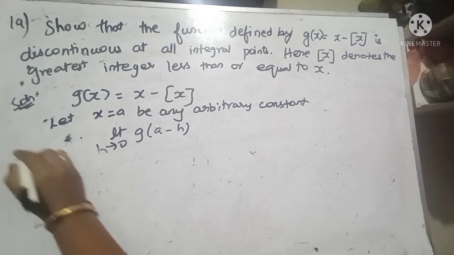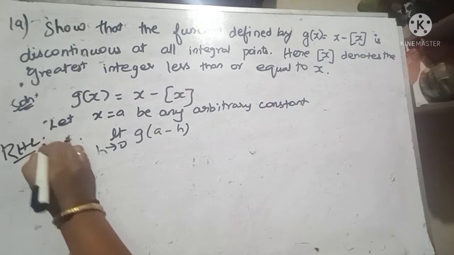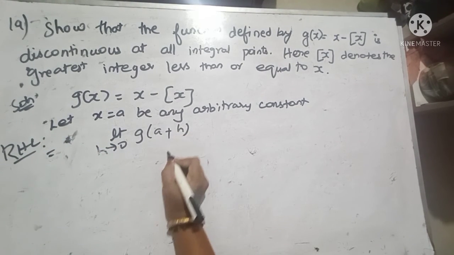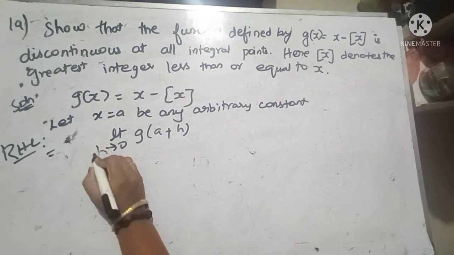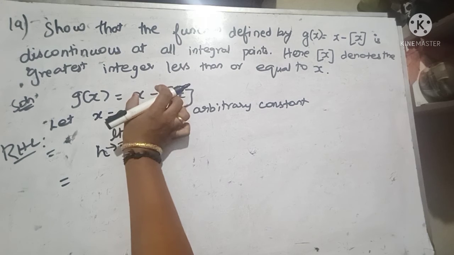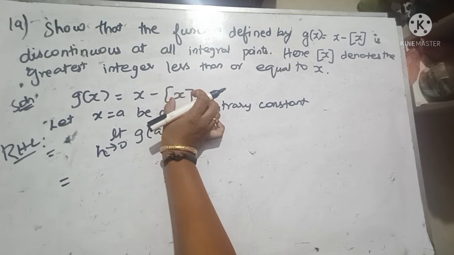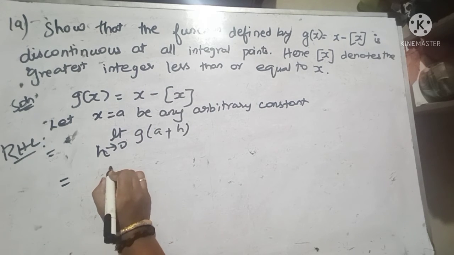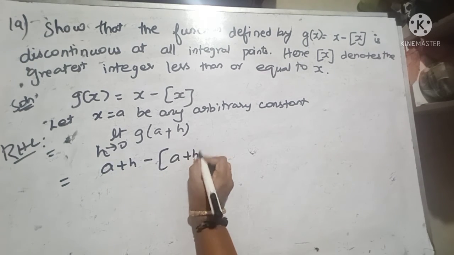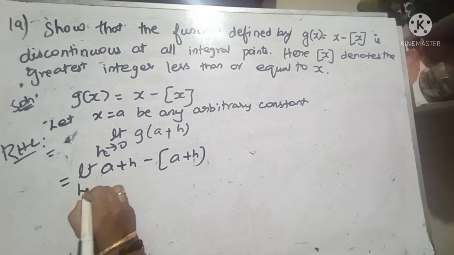Next, right hand limit RHL. So RHL is nothing but limit h tends to 0 g of a plus h. So this is equal to, what is the function? The function is nothing but x minus the greatest integer of x. So a plus h minus integral part of a plus h with limit h tends to 0.